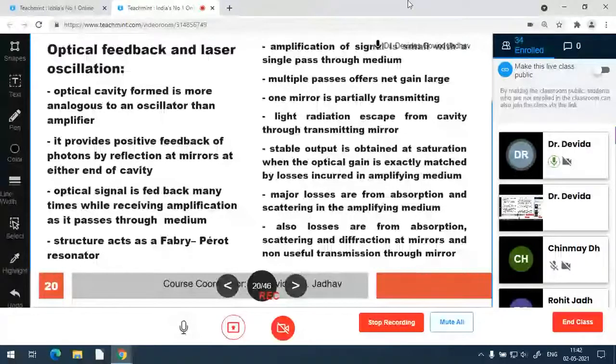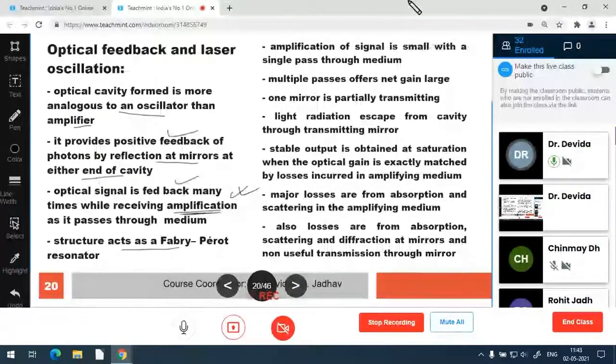So the optical feedback laser cavity is formed, and it is more analogous to an oscillator than an amplifier. It provides positive feedback by photon reflection at the mirrors on both sides of the cavity. The optical signal is fed back many times, so that gives the amplification. The photon travels along the device a large number of times. Each time it interacts and generates photons. So one photon generates many photons, an avalanche effect. So this is the amplification.